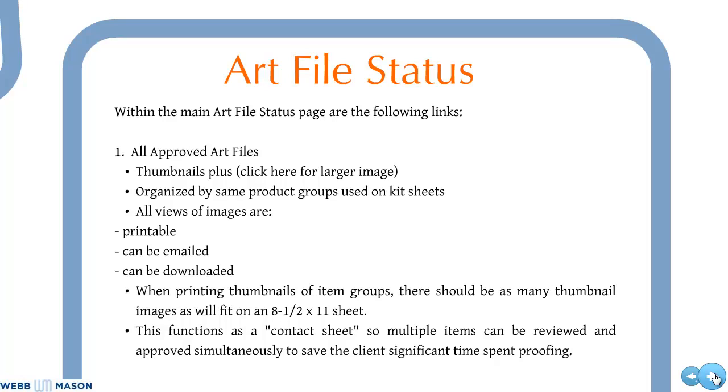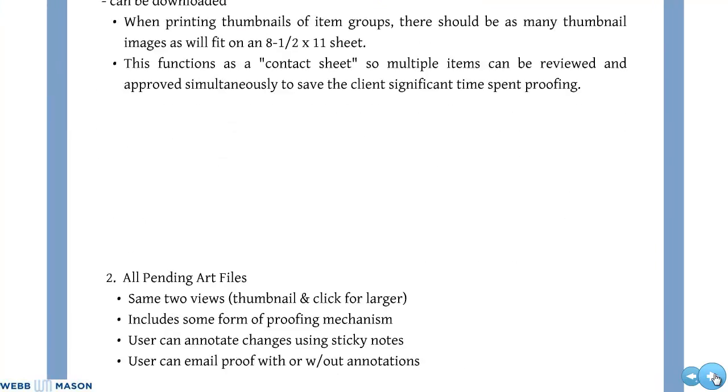When printing thumbnails of item groups, there should be as many thumbnail images as will fit on an 8.5 by 11 sheet, and this functions as a contact sheet, so multiple items can be reviewed and approved simultaneously to save the client significant time spent proofing or reviewing art.